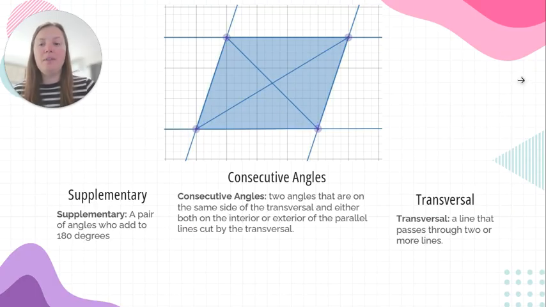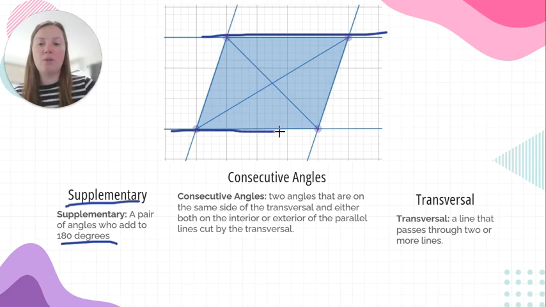Okay. Up next, supplementary, transversal, and consecutive angles. These are things that we have used multiple times to prove different ideas regarding parallelograms, and we're going to use them again when we are talking about rectangles. So supplementary means that we add up to 180 degrees. Transversal is a line that cuts two other lines. So if we have these parallel lines right here, transversal will be the line, this diagonal that we are working with. We can treat it as a transversal.